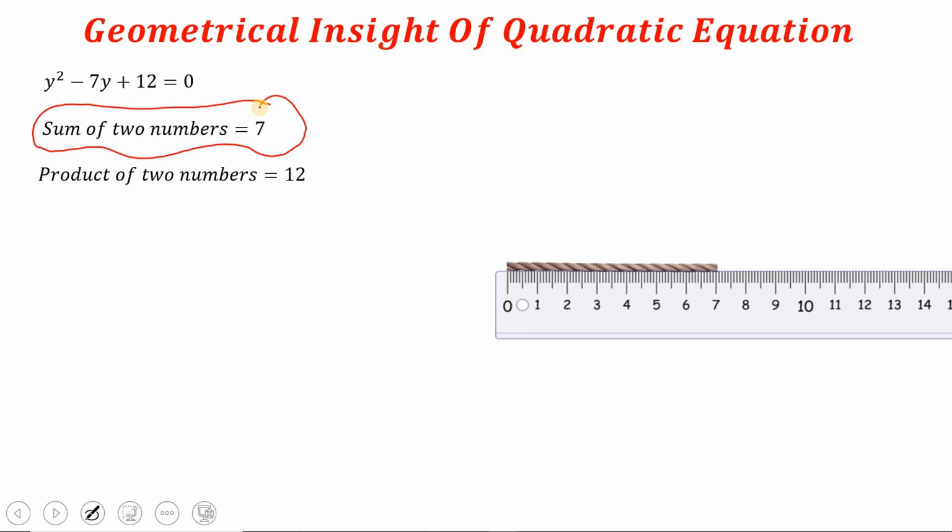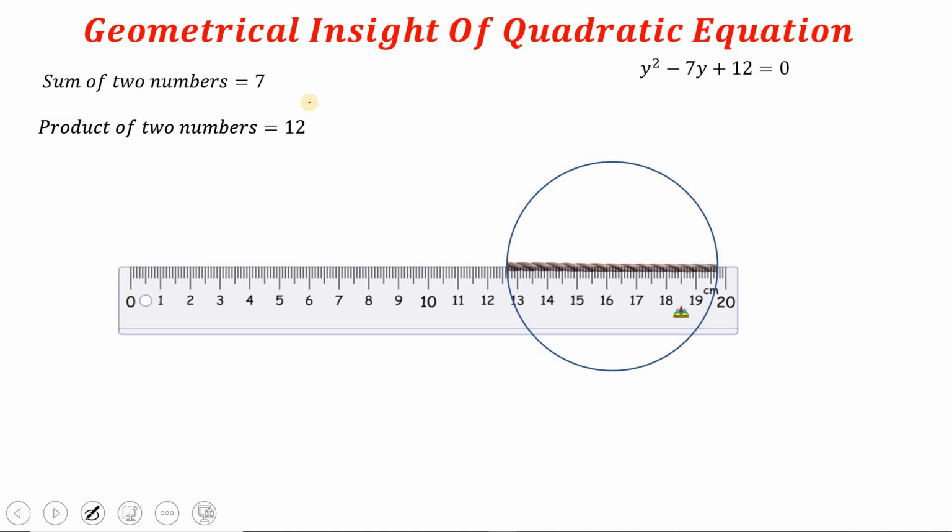Then, taking this as the diameter of a circle, we draw a circle like this. Now, we already know the product of two numbers is 12, so it can be interpreted as a square having an area of 12. So we imagine a square having area 12. If the area of this square is 12, then the length of each side should be the square root of 12, which is approximately 3.5. So we draw a square with side length 3.5 units.